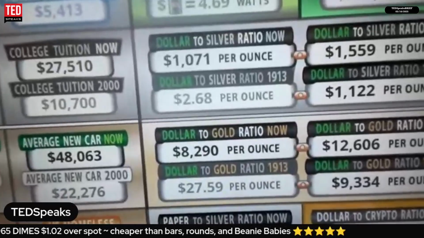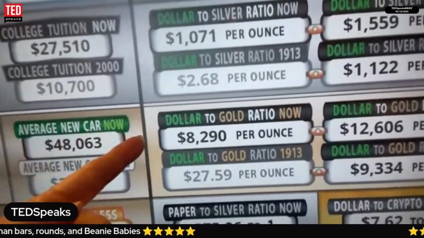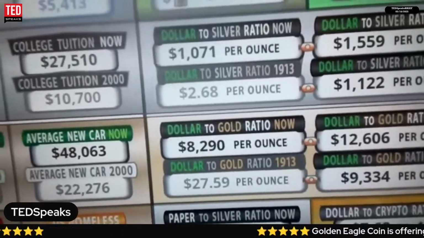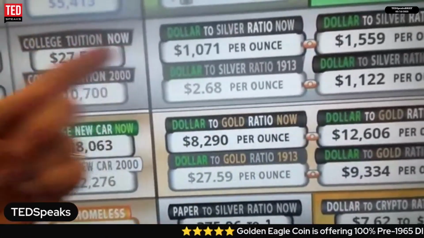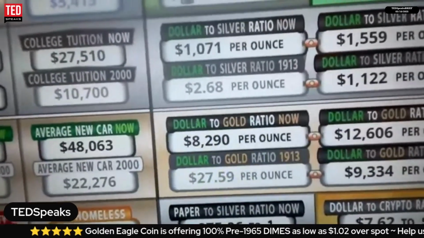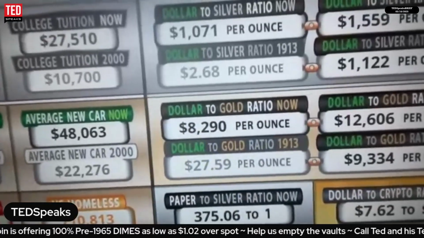But let's take a look at what their ratio is, okay? The ratio that they have is $8,290 per ounce for gold versus, don't touch the screen there, $1,071 per ounce for silver. If you do the math on that, you're about 7.1 to 1. So that's the pricing ratio of silver. So what does it come out of the ground at? Well, goodness, it comes out of the ground at 7.1 to 1.